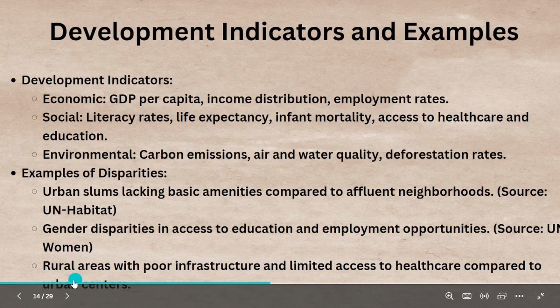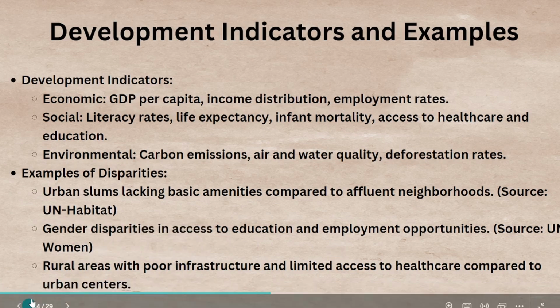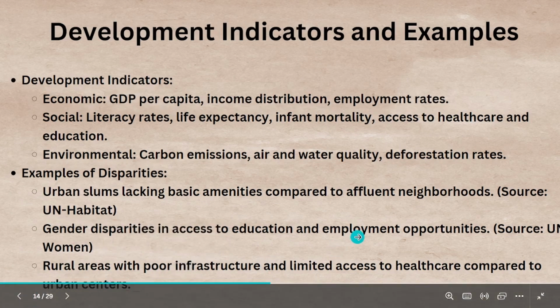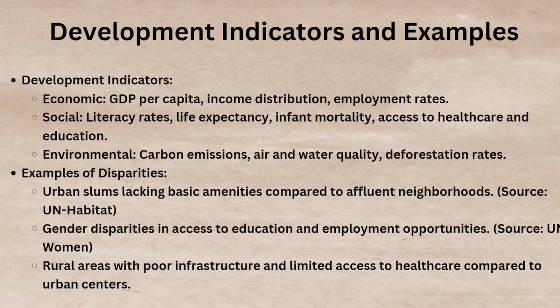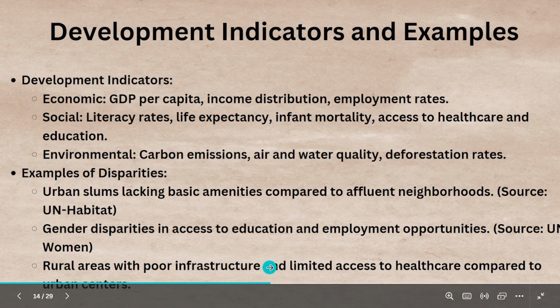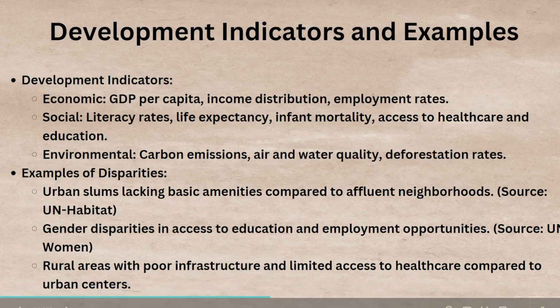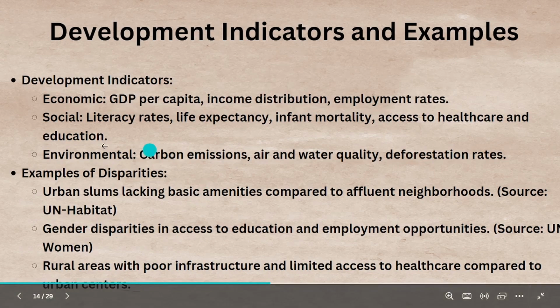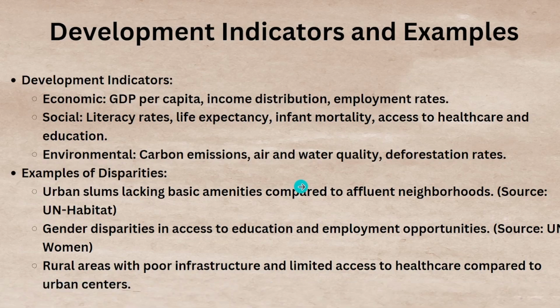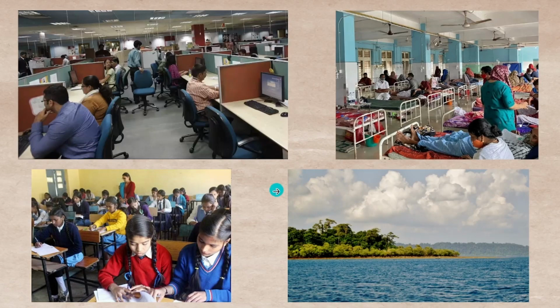So, rural areas with poor infrastructure and limited access to healthcare compared to urban centers. See, in villages we don't have everything like cities, right? This is a very good indicator of how we need to develop. By seeing this only we will learn that rural India should develop, women should develop, and slum areas should develop. All this, how will we know? We will know by seeing all the differences and all the above things which I have mentioned. So you can see the pictures here.